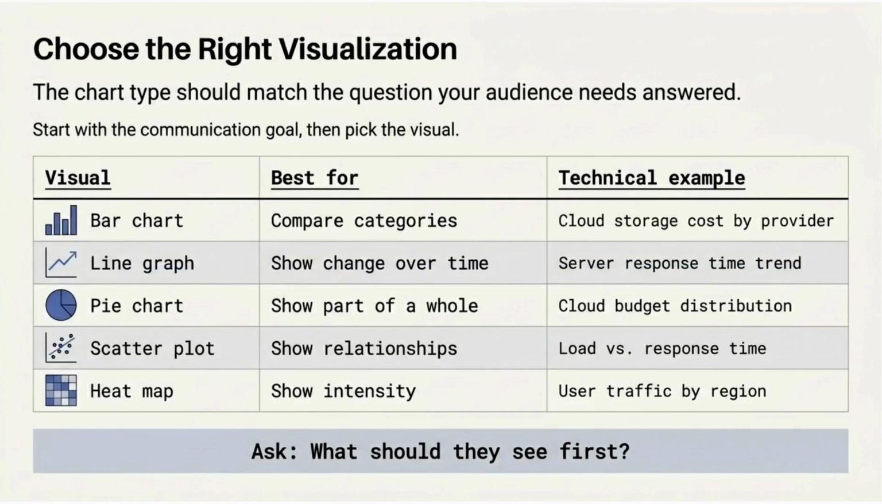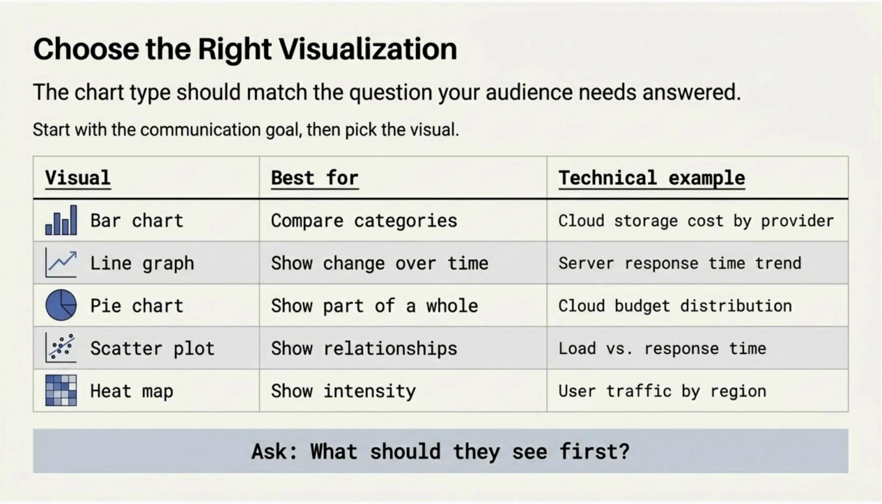A common mistake is choosing a chart because it looks interesting instead of choosing the chart that answers the audience's question. Start with the communication goal. Are they comparing categories? Use a bar chart. Are they looking at change over time? Use a line graph. Are they trying to understand proportions? A pie chart may work, but only when there are a few clear slices.